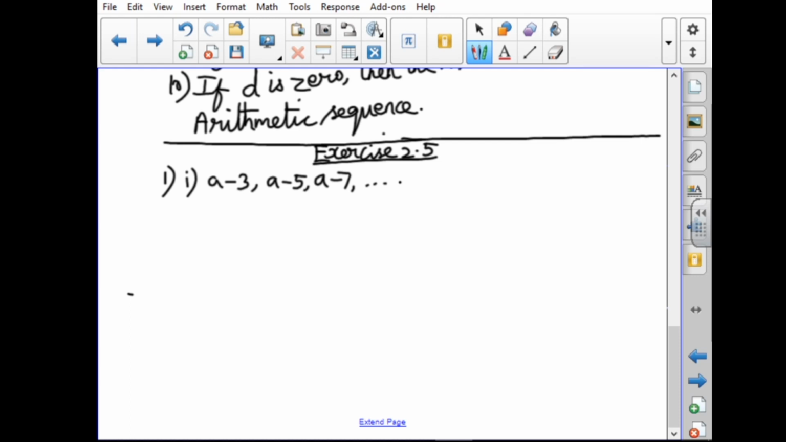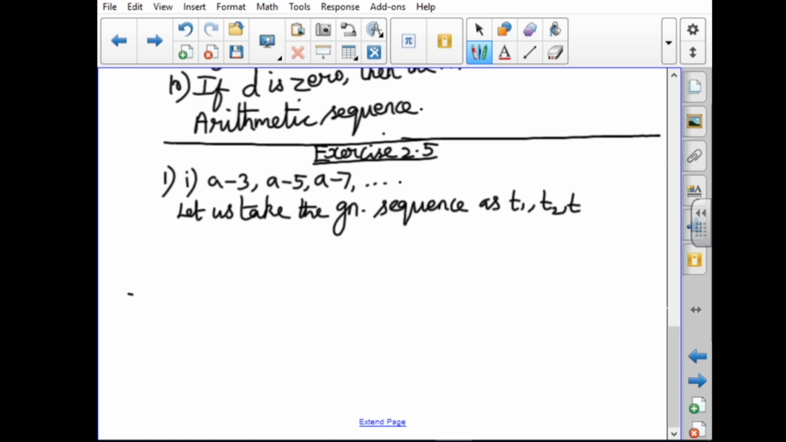We take the given sequences as T1, T2, T3. Here only three terms are given, so I take it as T1, T2, T3, etc. Here no last term is given, so it is an infinite arithmetic sequence.